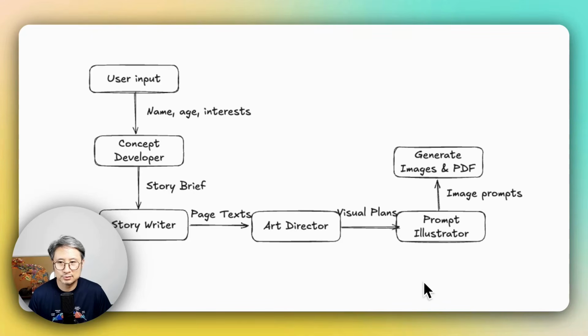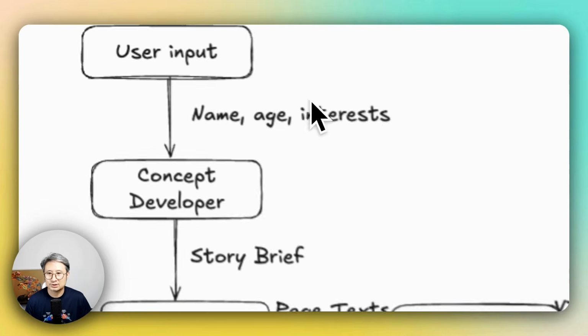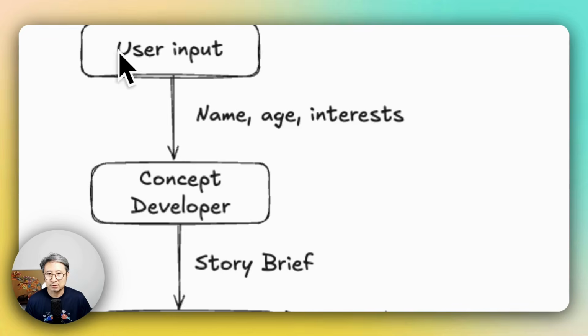Now let's see how to develop it by taking a look at the workflow and the roles and responsibilities of each agent. You can think of this like a small book studio where you have a team and each person has a clear job. Once the user gives a basic idea like the name, age, and interests, then the team takes over.